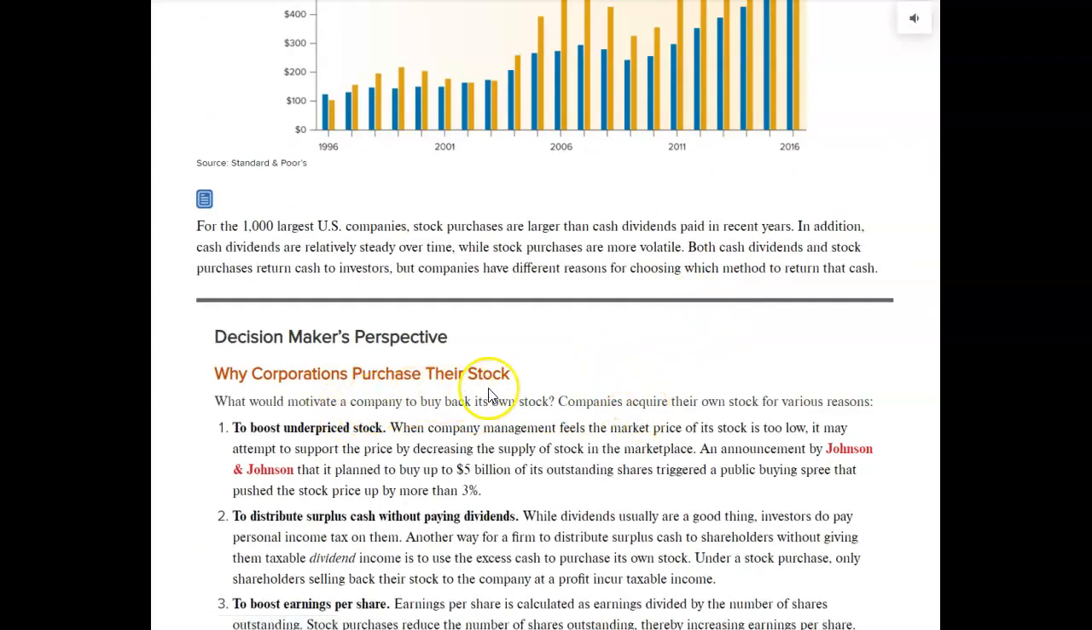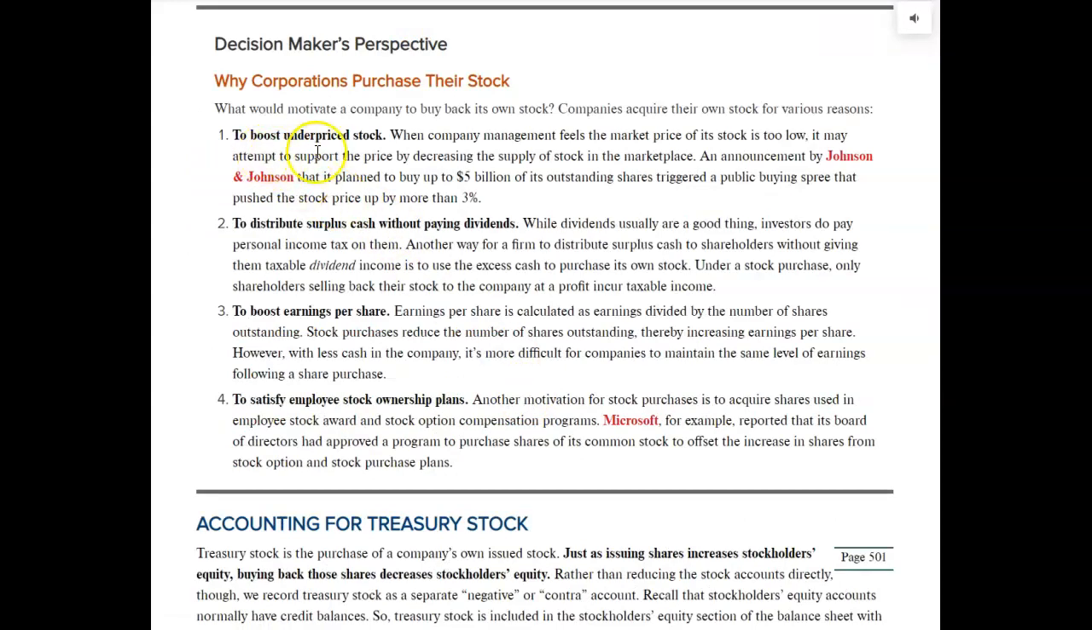Now, why do corporations buy their own stock back? It might be to boost underpriced stock. So the supply and demand, fewer shares outstanding, the value of each share goes up then, of the ones outstanding. So they might buy back to boost the stock. They want to distribute surplus cash without paying dividends in this case. They might want to boost earnings per share. We'll talk about that a little bit later. And they want to satisfy some stock ownership plans. In other words, they might say, well, you have to give a certain number of shares of stock to the employees. Then the corporation might buy back treasury stock to give that to the employees.